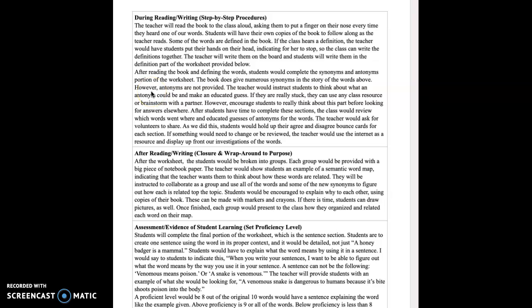Okay, so then antonyms are not provided in the book. However, the teacher would instruct students to think about what an antonym could be and make an educated guess. If they are really stuck, like again, some of the words are not very hard to define, especially after the reading. So I don't think it'd be hard for them to come up with antonyms for some of them. Maybe except for homes, they can use any class resource or brainstorm with a partner if they are having trouble. However, I would encourage students to really think about this part before looking for the answers elsewhere.